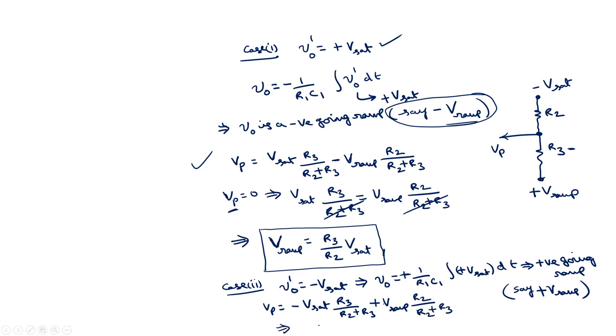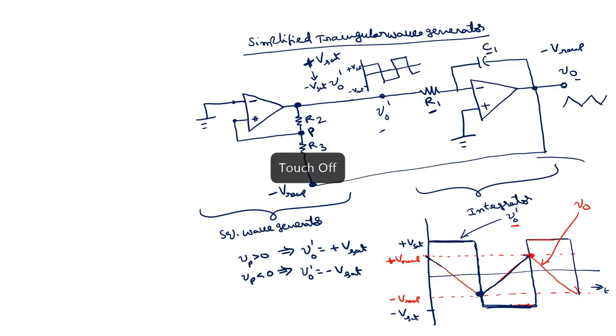So implies what is V ramp? We will get the same expression, R3 by R2 times V sat. So the expression for this V ramp, this is positive V ramp and this is minus V ramp, but the magnitude of this voltage is same, R3 by R2 times V sat. So there is a transition.